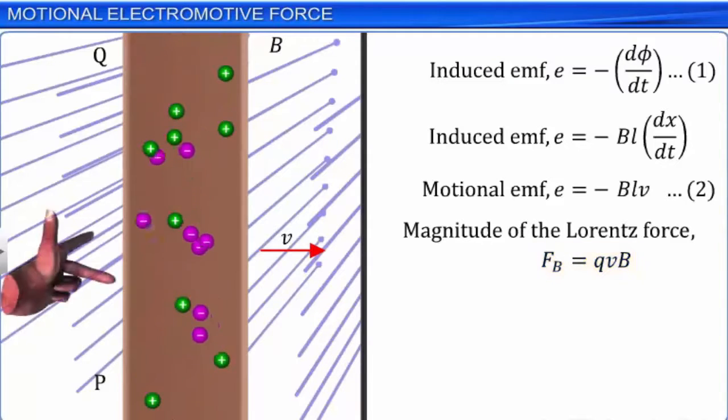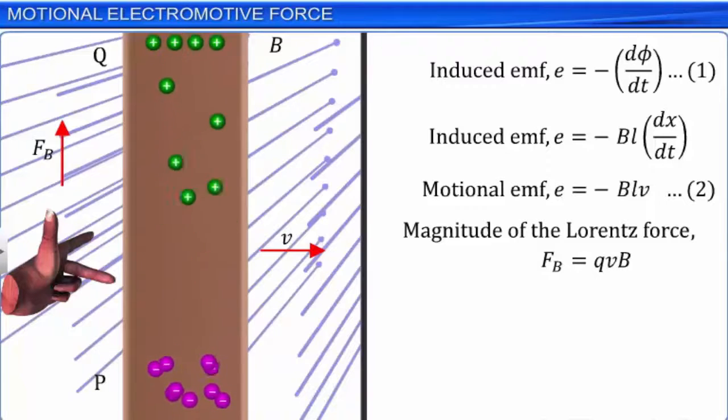From Fleming's left-hand rule, we can say that in this situation, the magnetic force on a positive charge moving with velocity v in this magnetic field will be along PQ. In accordance with the same rule, the force on the electrons, F_B, will be directed along QP. And we see that the free electrons in the conductor move towards P. As a result of this movement, a negative charge builds up at P and a positive charge appears at Q.